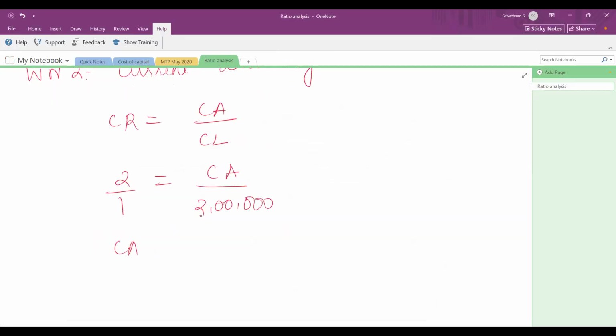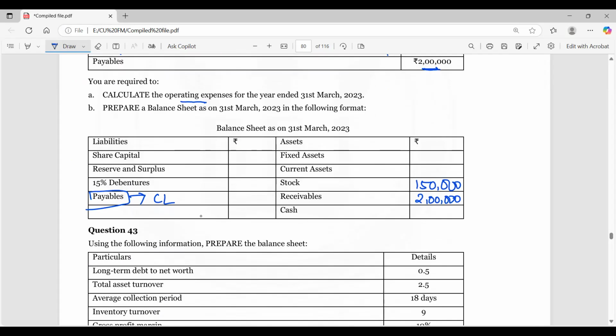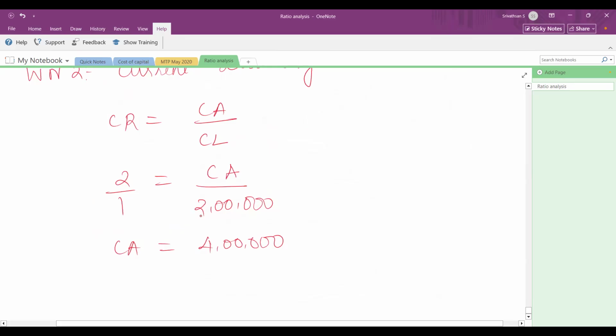So total current asset how much? 4 lakh rupees. Now listen, total current asset is 4 lakh, out of which 1 lakh 50 is stock, 2 lakh is receivable. So what should be the amount of cash? 50,000. I hope it is clear. Any doubt? Clear? Any doubt so far?